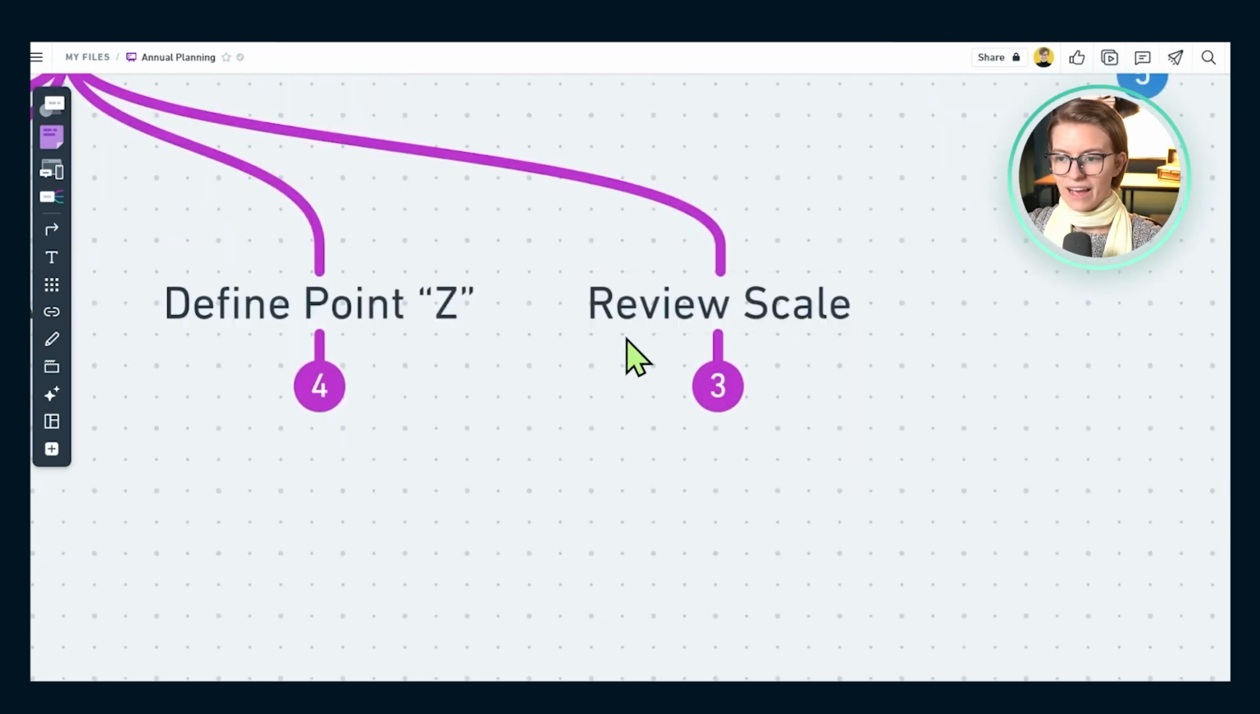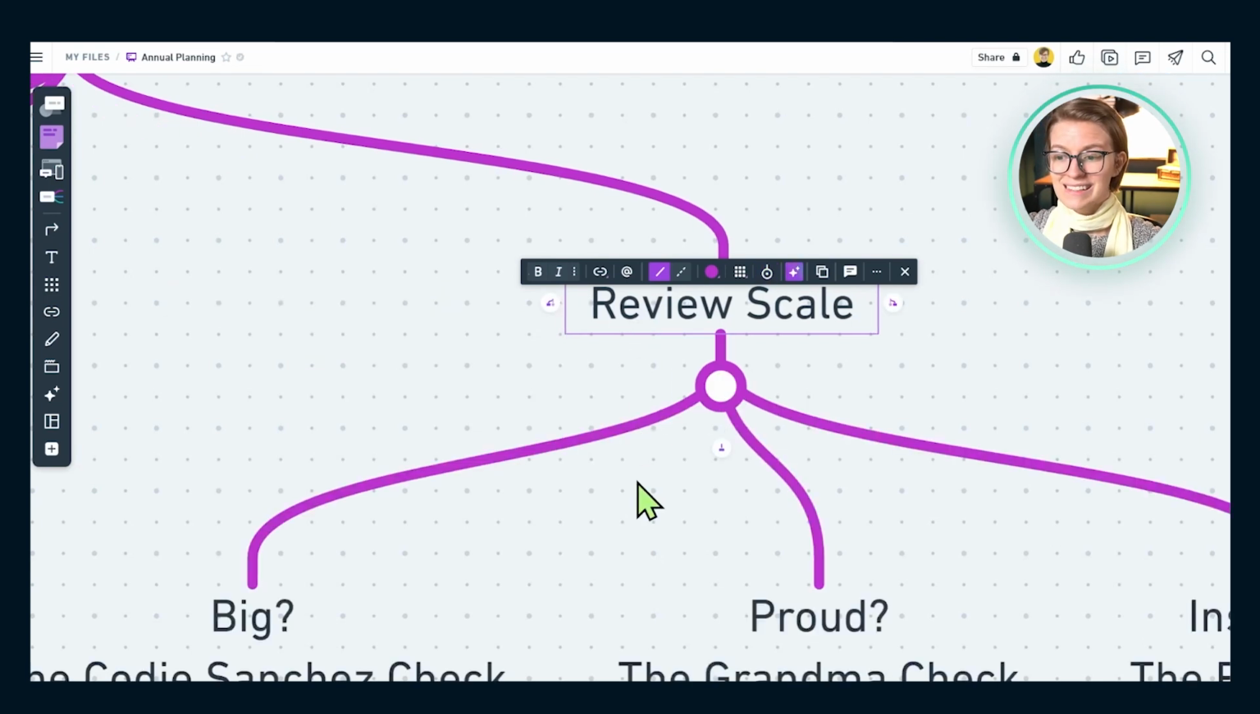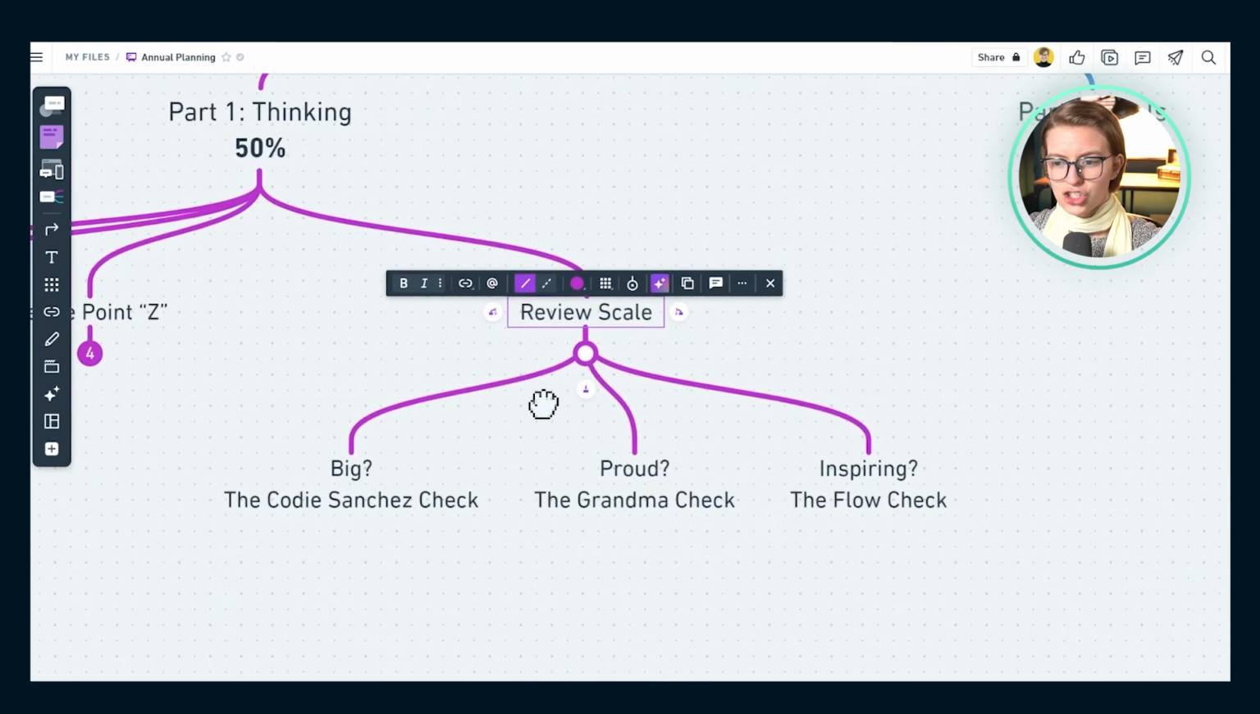Now, the last thing I have here is called reviewing scale. And this is a gut check that will probably be circular for me and maybe for you when you go through annual planning. For me, this is asking 3 questions to check on all of the stuff I've just either decided or established, okay? These 3 checks are big, proud, and inspired.